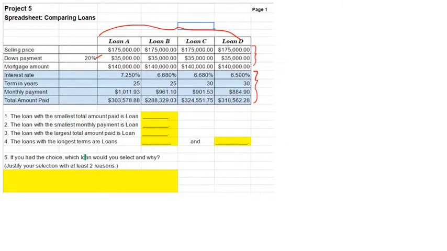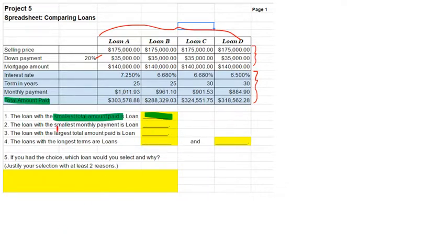So our first question is, the loan with the smallest total amount paid is loan what? You're going to write A, B, C, or D. So you want to know the smallest total amount paid. You'll go to the total amount paid row, find the smallest number, figure out which loan it corresponds with, and write that there.